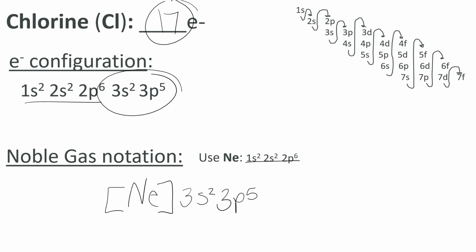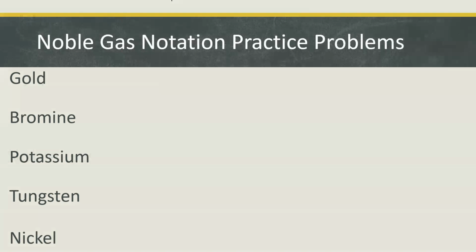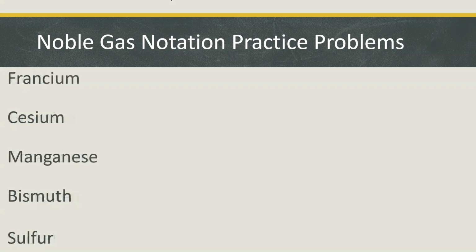So like I said before, if you're confused at all, get a hold of me. If you want some extra practice, you could try these 5, do their electron configuration, and do their noble gas notation. You can always check your answers with me. If you're really ambitious, you can also try these 5. Same thing, do the electron configuration and their noble gas notation. So that is the end of chapter 4.